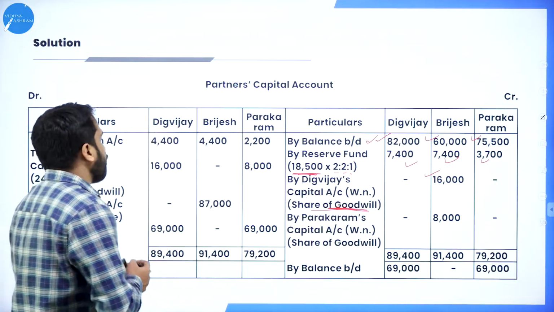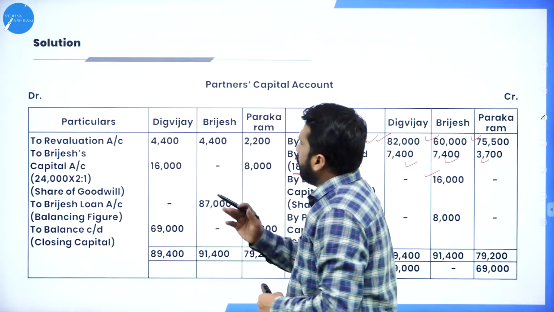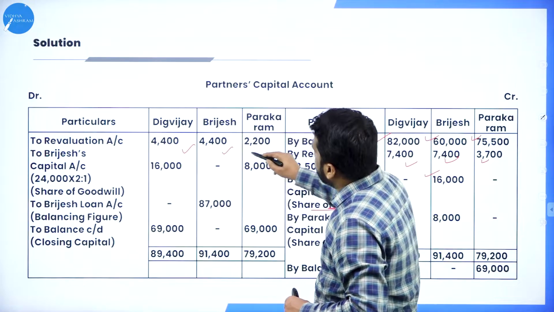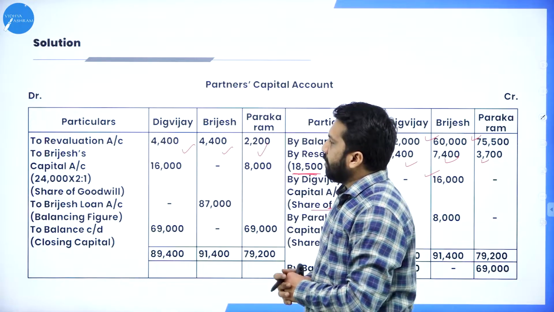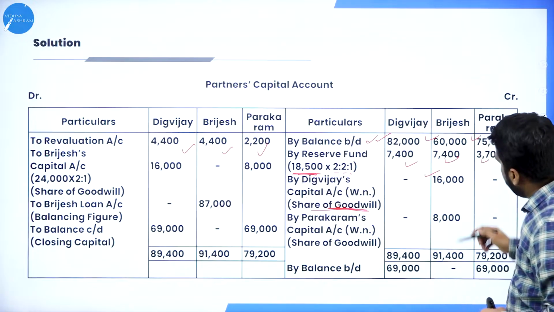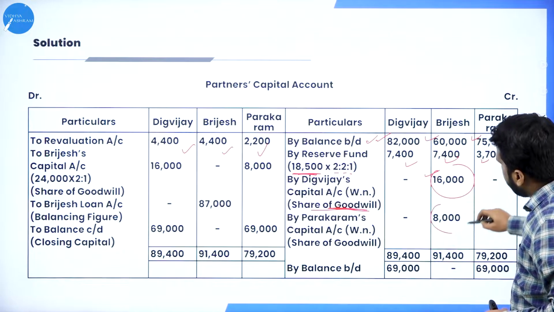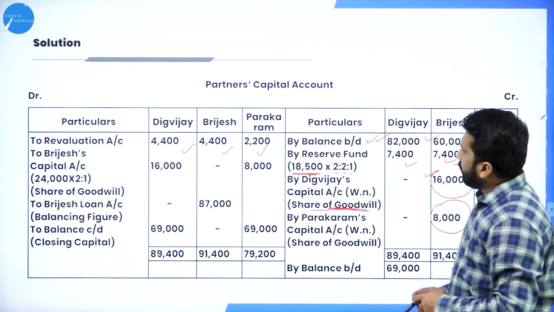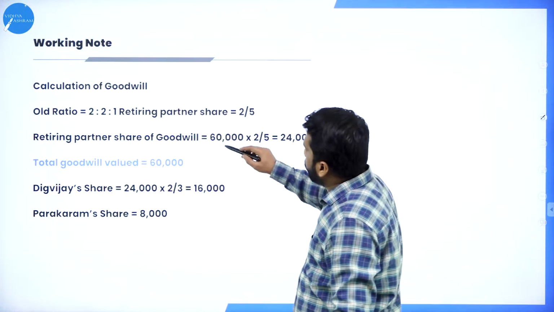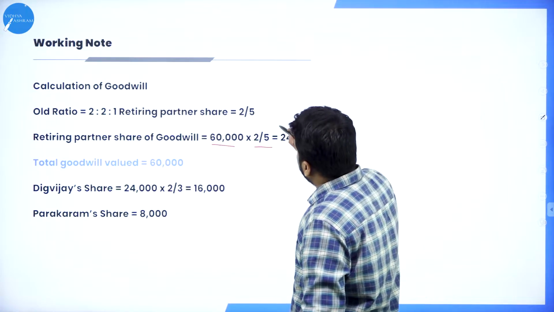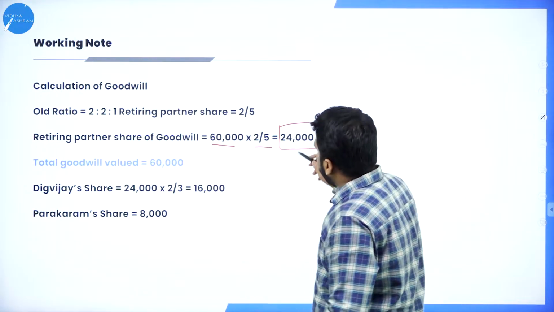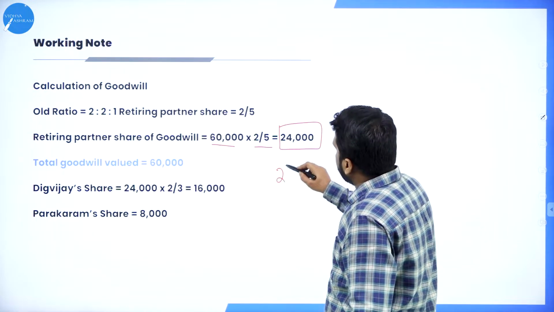Then, next one. Your revaluation loss as per the revaluation account, this and this. Then your capital account, in the sense, 16 plus 8. Now, I'll go to goodwill calculation. This is a goodwill calculation. 60,000 into 2 by 5, you got 24,000. This 24,000, there are three partners.